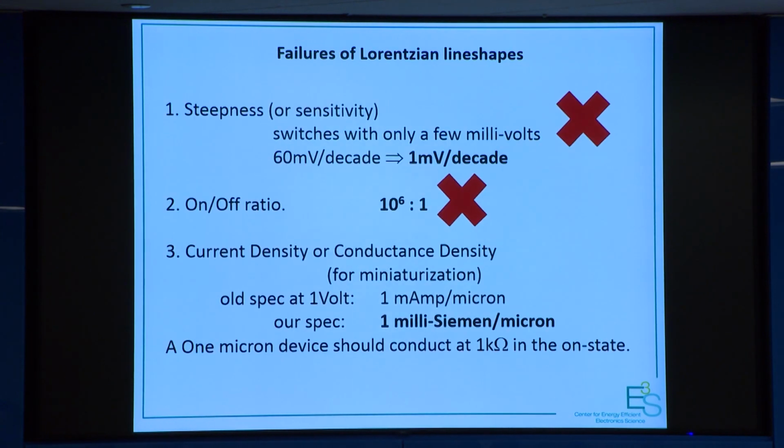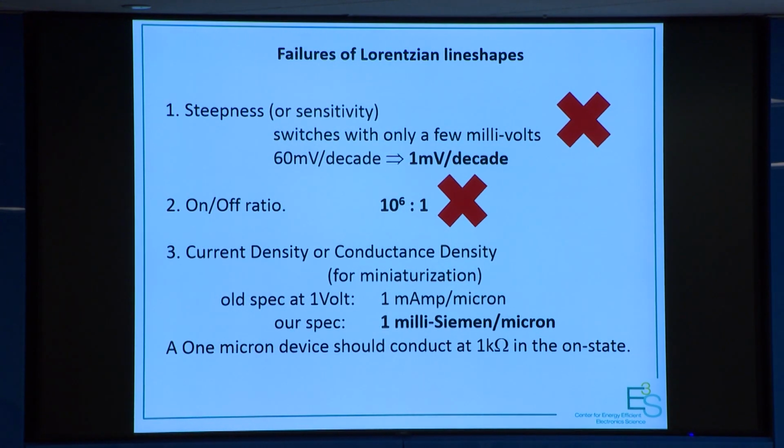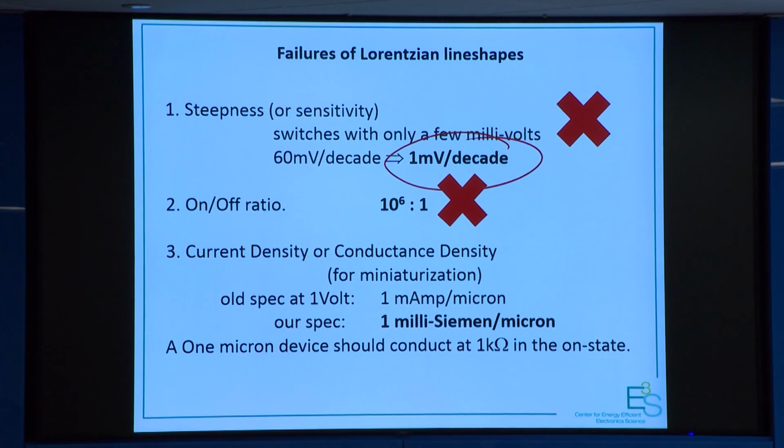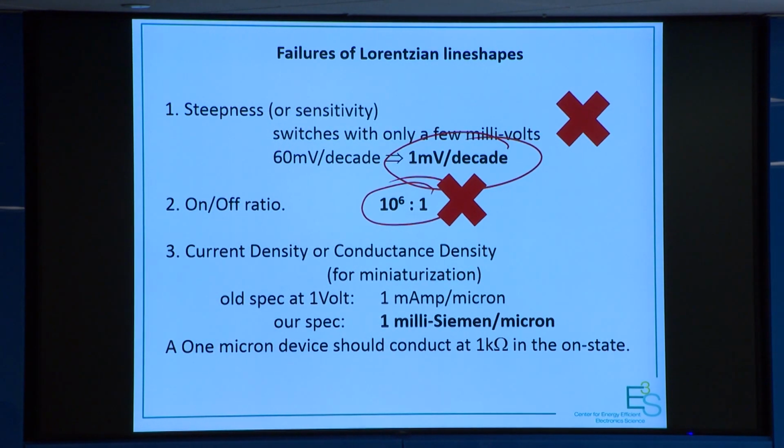So we better hope there's something else. So how does it fail? It fails because it doesn't turn off fast enough. So you will never get the millivolts per decade. In fact, it'll fall off as inverse square, which is really a very slow fall off. And because the fall off is very slow, you're going to never turn it off. So you'll lose on the on-off ratio. So 2 out of the 3 things you need to achieve are impossible if you believe in Lorentzian line shapes.